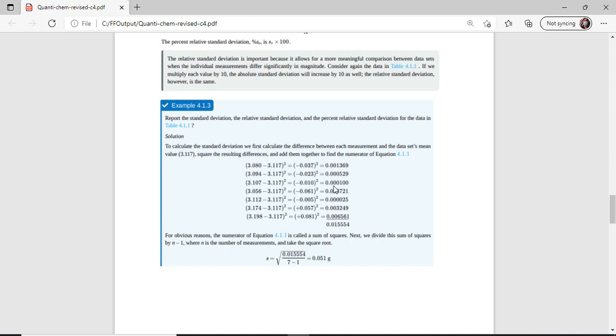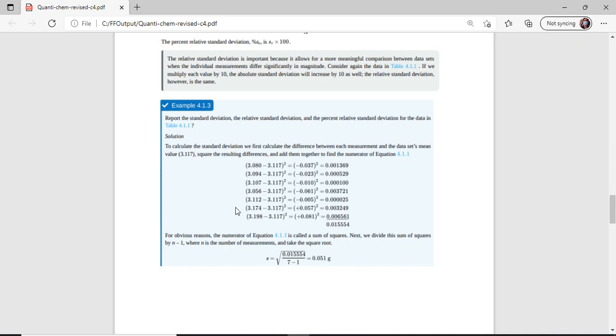Okay? And you have 3.056 minus 3.117. It is 0.061 squared, and the squared value is 0.003721. Next, you have 3.112. Your answer minus the mean is 0.005 squared. It is a negative value since the value of your penny is still lower. Then the answer when you square it is 0.000025.